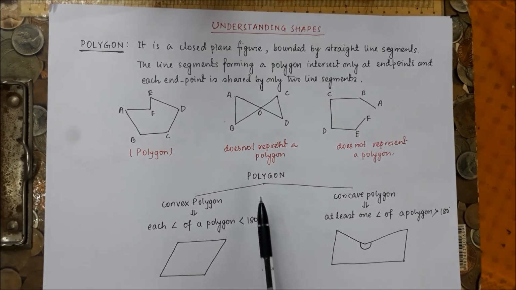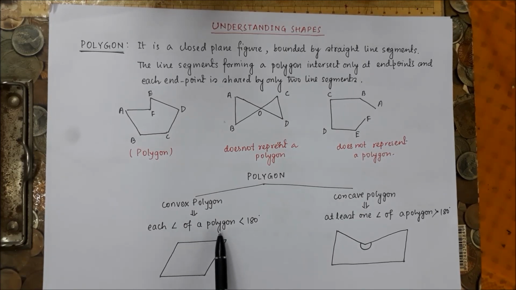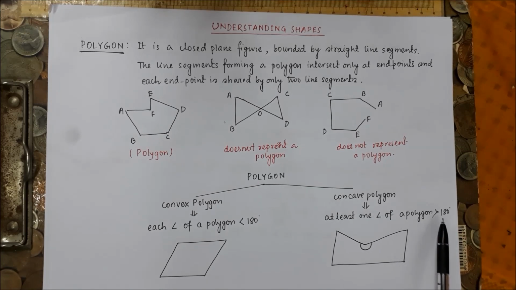Now, let us discuss the kinds of polygon we have. Polygon is of two types, convex polygon and concave polygon. A convex polygon is one where each angle of the polygon is less than 180 degrees. If you look at this figure, each angle is less than 180 degrees. But in case of a concave polygon, at least one angle of the polygon is greater than 180 degrees. If you look at the diagram, this angle is greater than 180 degrees. So this is an example of a concave polygon.